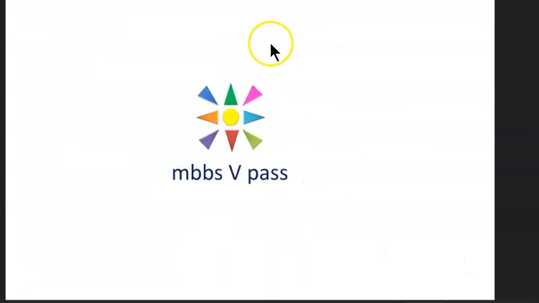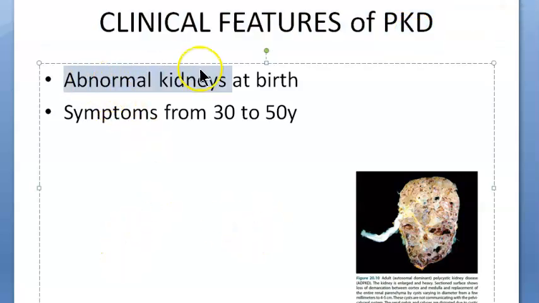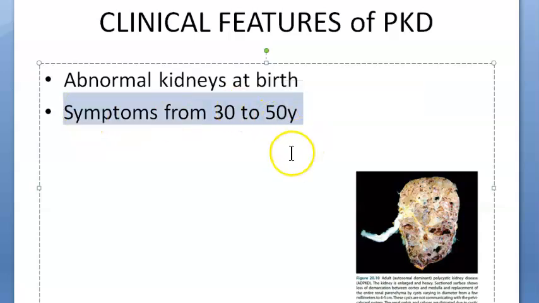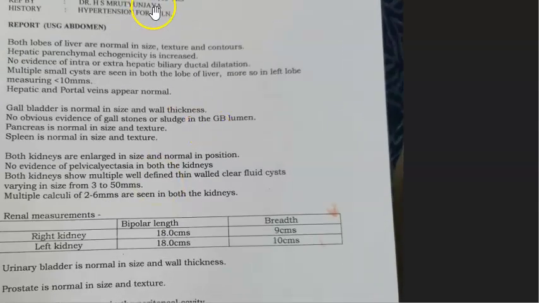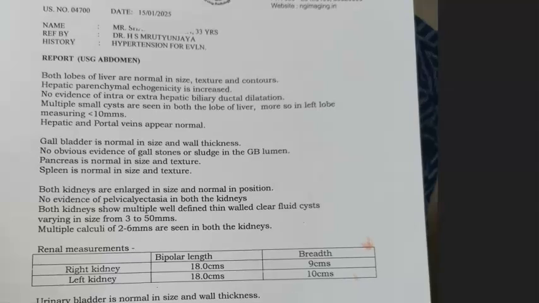Now let us move on to the clinical features of polycystic kidney disease. They will have abnormal kidneys at birth, but symptoms will appear only from 30 to 50 years. Now let us look at a patient who has come to us. Here you can see that this patient is a 33-year-old male, and he has recently come to us with hypertension.